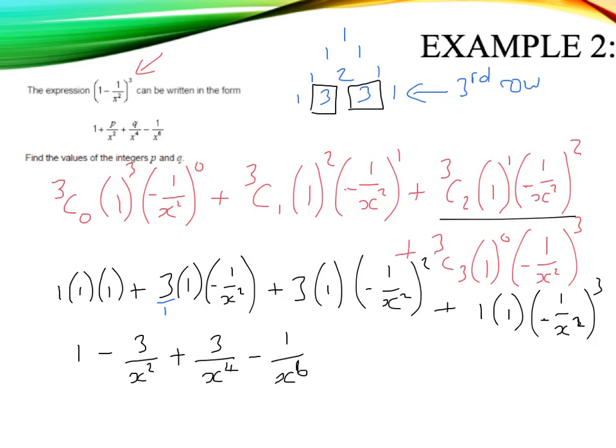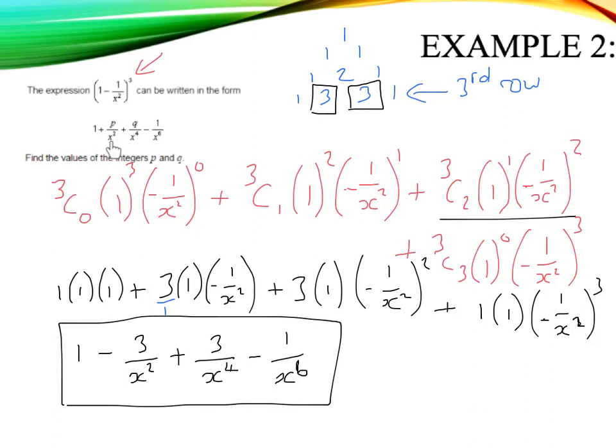Right, now let's just see if this holds up with what the question was asking for. At this point, I've done the work. I'm now checking. So the question says it should be in the form of 1 plus p over x squared. Ooh, I've got a minus. Okay, let's not worry too much, let's think about it in a minute. Plus q over x to the 4. So I've got something over x to the 4 minus 1 over x to the 6. Okay, so this looks pretty good.